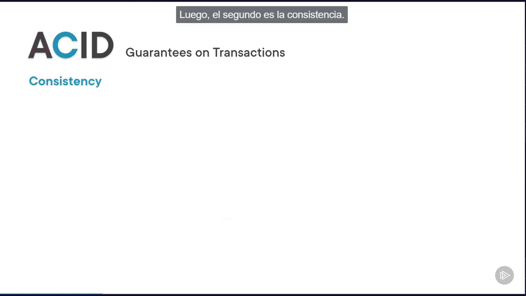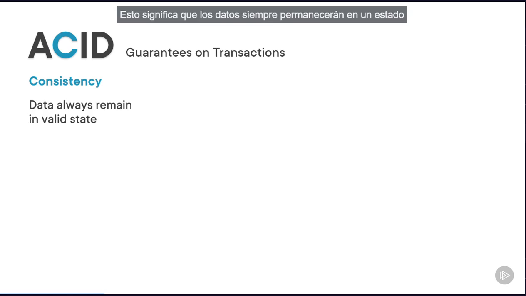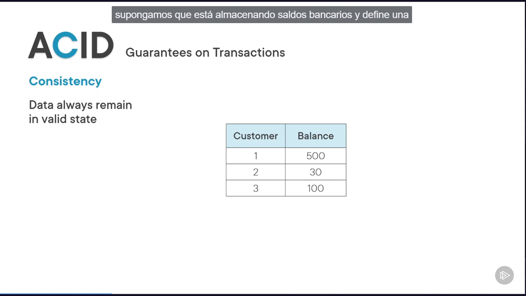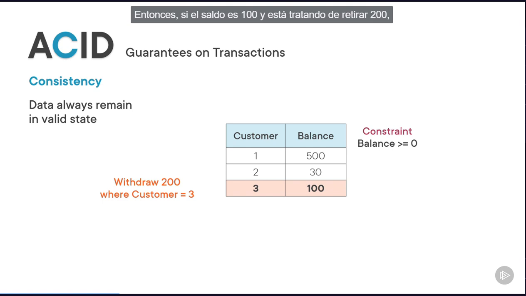Then second is consistency. This means that data will always remain in a valid state before and after the transaction. For example, say you are storing bank balances and you define a constraint that balance cannot go below 0. So if balance is 100 and you are trying to withdraw 200, the transaction will not succeed. This ensures that data remains consistent.